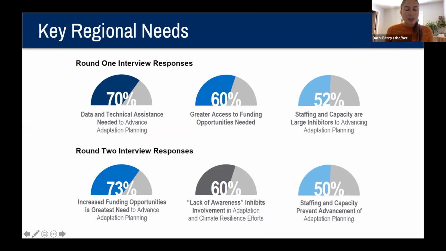But then it shifted a little bit when we looked at mostly our environmental justice organizations and our diverse climate leaders: increased funding opportunities as their greatest need. And a lot of this revolved around increased funding to collaborate with our cities more specifically. A lot of them said, about 60%, that there's a lack of awareness around how they can be involved and also be supportive to our cities and agencies in their work. So, really trying to bridge this gap between who's able to do what and who wants to do what too. And same thing, about 50% of them said that their staffing and capacity really prevents their advancement. So next slide, please.